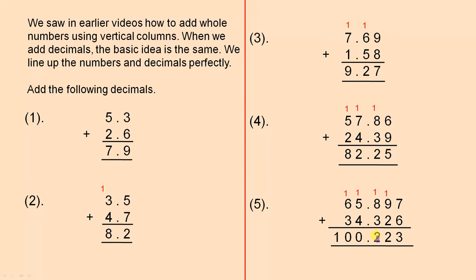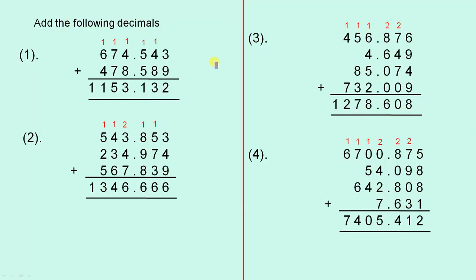So that's 2 over 10 and a 1. And that gives you 5 plus 4 is 9, plus 1 is 10. 6, 7, 8, 9, 10. So it's 100.223. So we're adding these. They're a little bit longer now, but you do exactly the same thing.